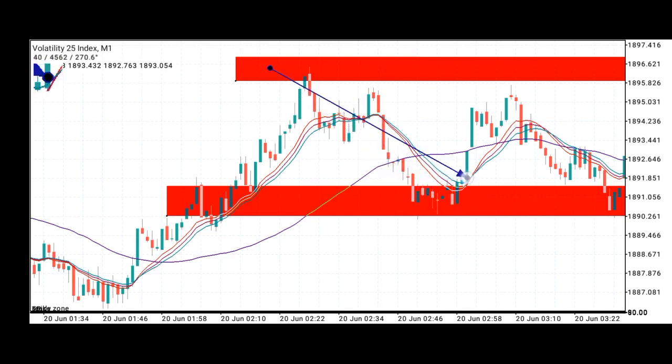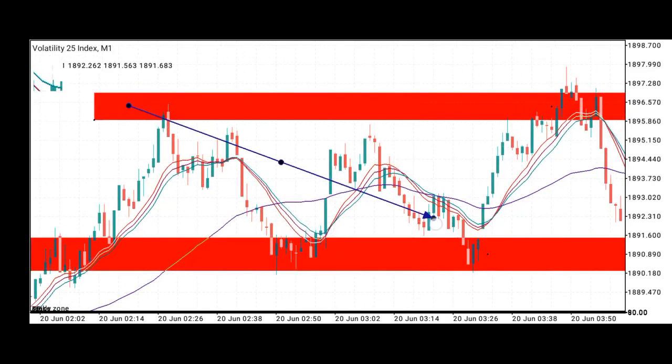Then when the market went up again, this went to the support zone. You can just wait for time to buy. So far, a candlestick close above it, then you buy. Again, look at this, a candlestick close below, you sell. So that's how to trade the ranging market with this strategy.